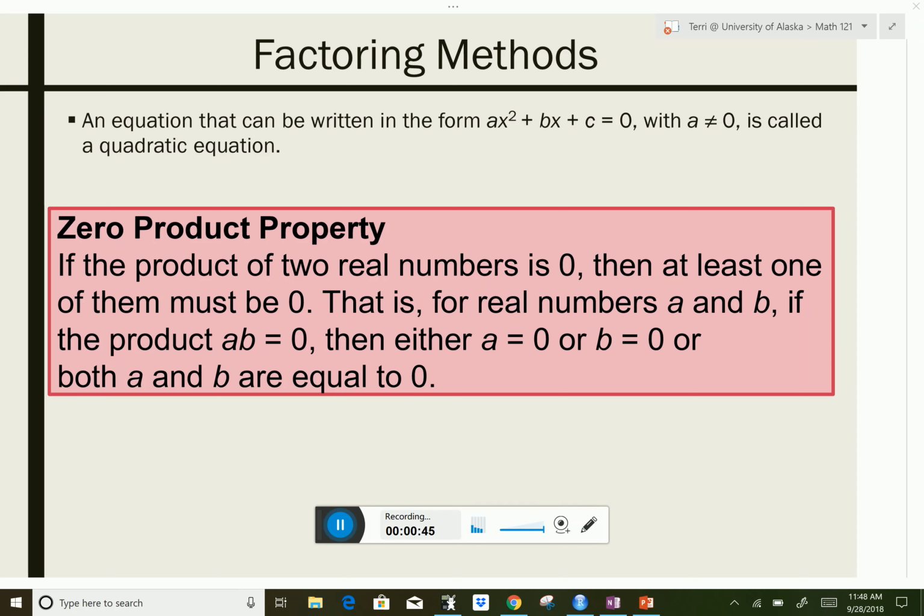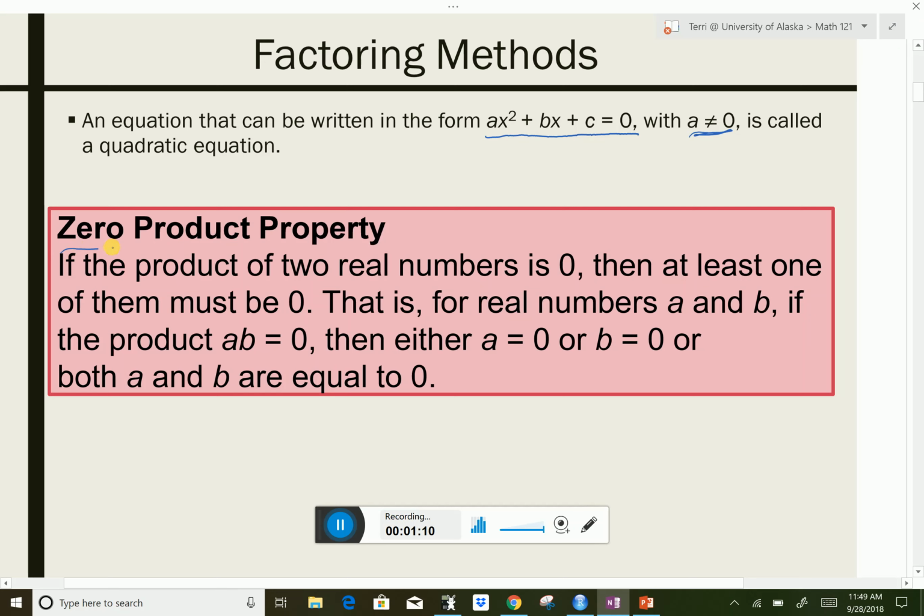So the first thing that we're going to do is use factoring in order to do it. If we can get the equation in this format, where ax squared plus bx plus c equals 0, with a of course not being 0, because then it wouldn't be quadratic, it would be linear, then we can actually solve the problem by factoring, hopefully.